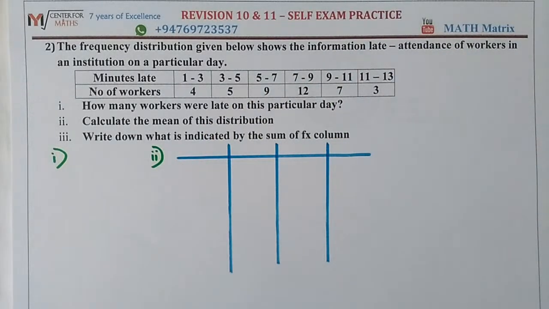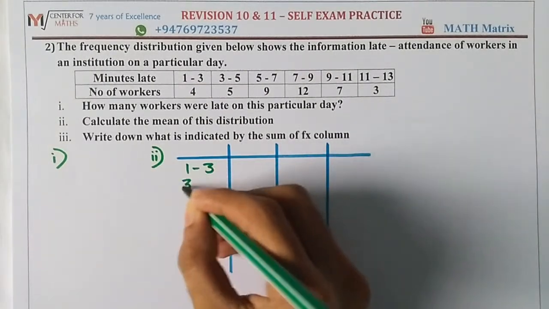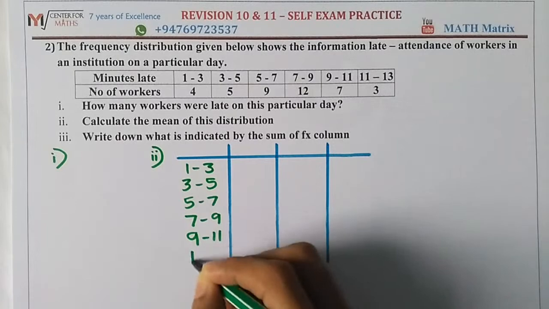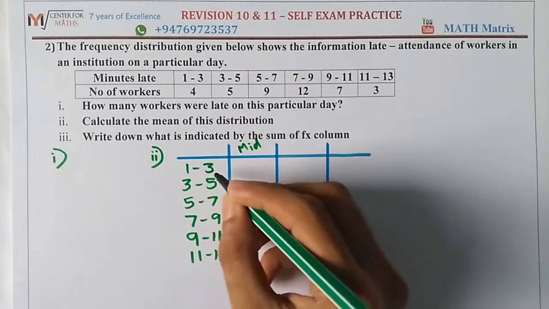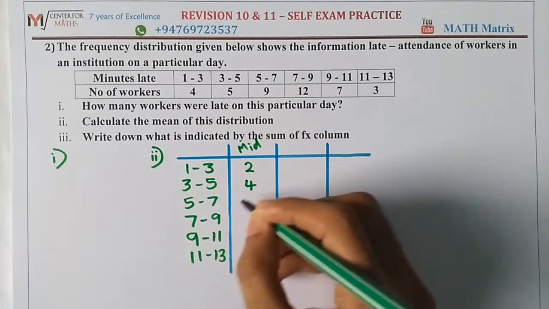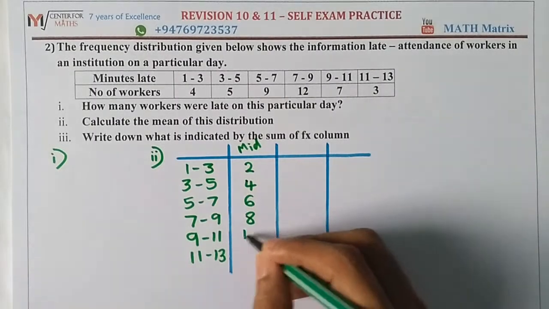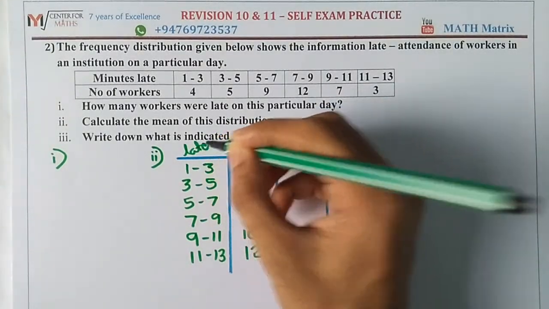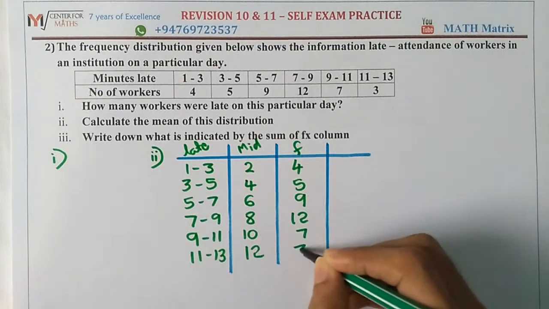Fine. So now we'll mark the data. 1 to 3, 3 to 5, 5 to 7, 7 to 9, 9 to 11, and 11 to 13. So now the mid values, how to mark the mid values? Add and divide by 2. 1 plus 3 is 4, 4 divided by 2 is 2. 3 plus 5, 8 divided by 2 is 4. And again here 6. Then here add and divide by 2, 8. Now you all can see that there's a pattern, so we can follow that pattern. No issues with that. 10, 12. And the frequencies, they have given the frequencies as well. The frequencies are 4, 5, 9, 12, 7, 3.